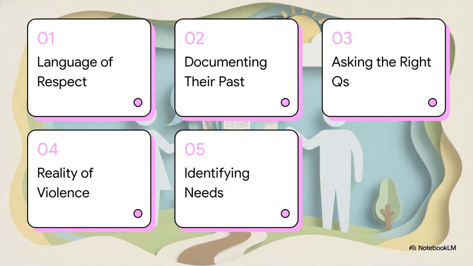So, how do we get there? We'll break it down into 5 key areas. We'll explore the language of respect, how to properly document someone's past, the art of asking the right questions, facing the reality of violence, and finally, identifying specific needs and pain. Sound good? Let's get into it.